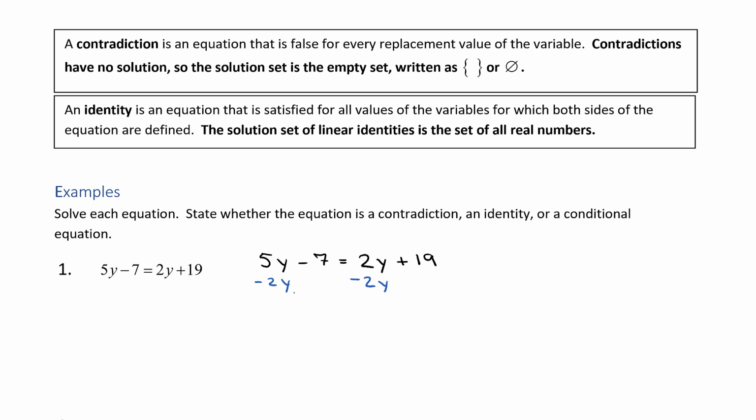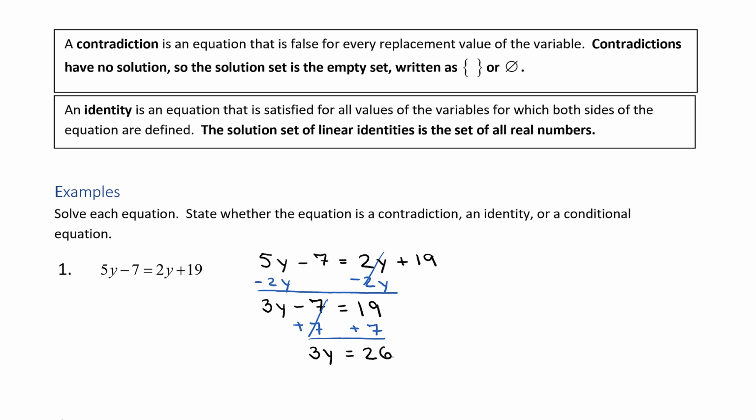On the right-hand side, they will zero out when you add them up, and on the left-hand side, 5y minus 2y will give me 3y, and then we're just going to continue writing the rest of the equation, so that would be minus 7 equals 19. Now let's add 7 to both sides to isolate the variable. We are applying our addition property of equality here. The 7s are going to zero out on the left-hand side, and we're going to be left with 3y equals 26.